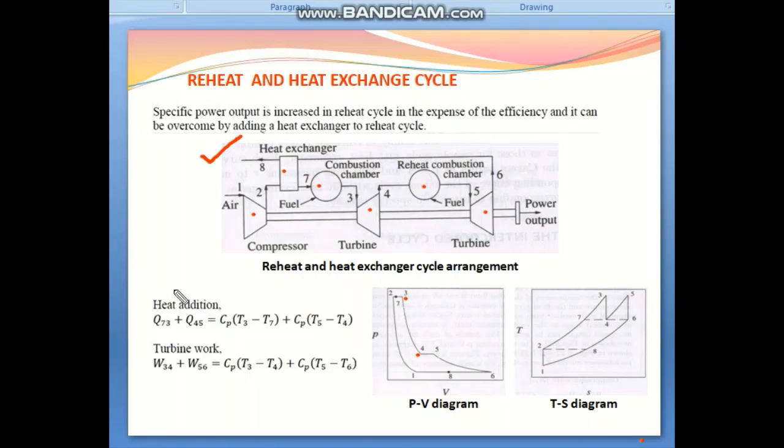So the heat addition, the first heat addition is 7 to 3 in the first combustion chamber, Q7-3, and the second heat addition is 4 to 5, that is Q4-5. So that is equal to Cp into (T3 minus T7) plus Cp into (T5 minus T4). Okay.